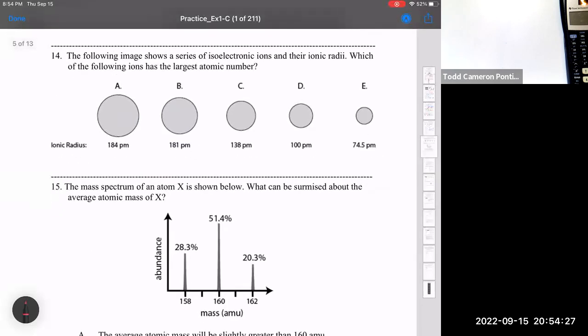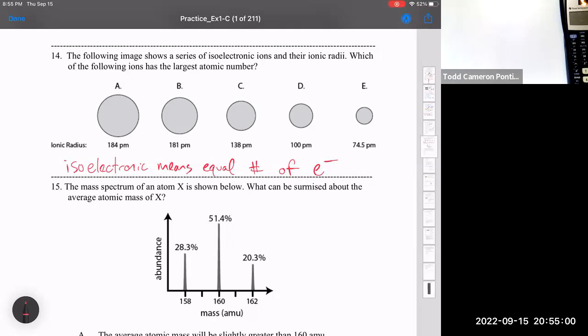The following image shows a series of isoelectronic ions and their ionic radii. Which of the following ions has the largest atomic number? Isoelectronic means equal number of electrons. So if all of these have the same exact electron cloud floating around them, why is it that the furthest one is the smallest and the one on the left is the largest?